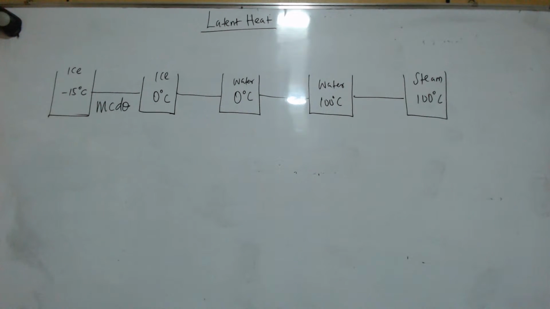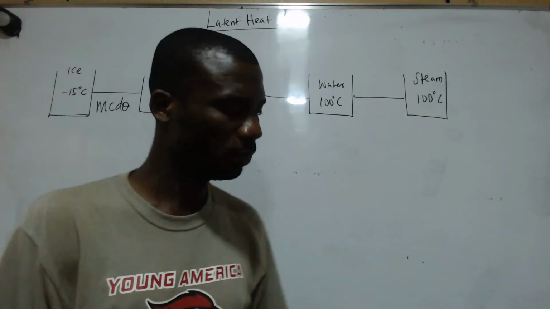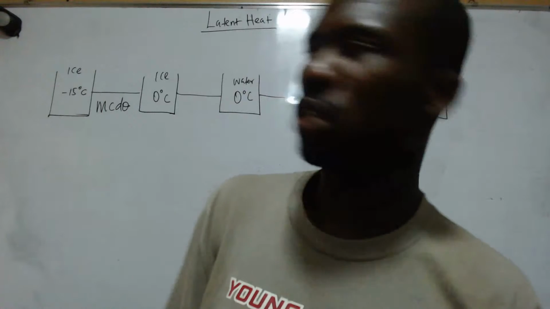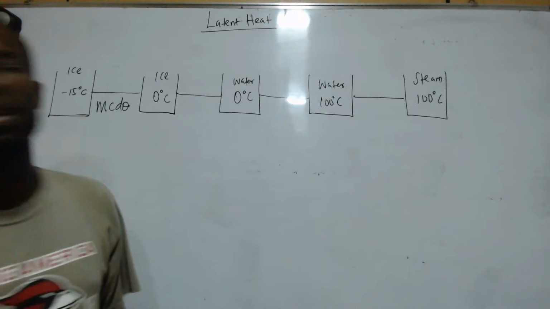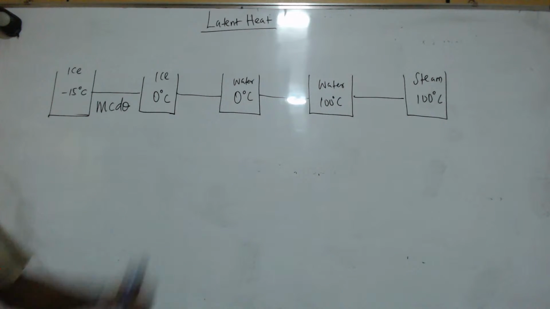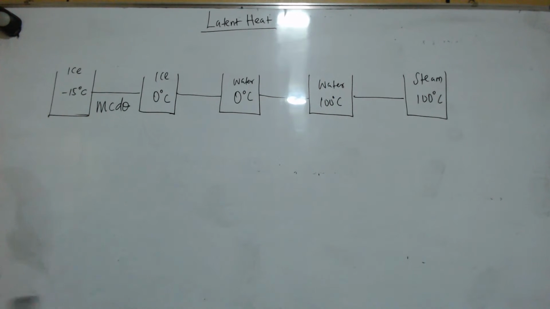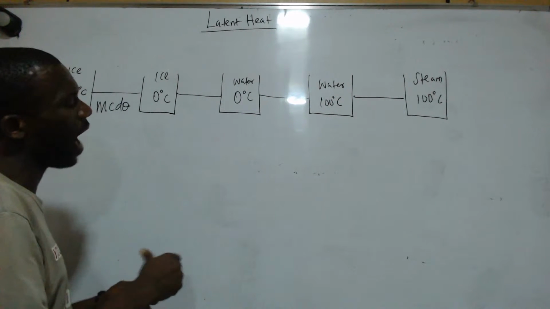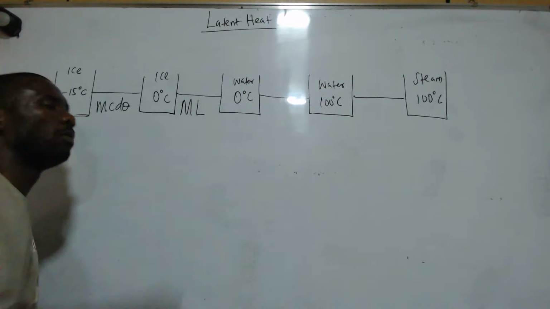C represents the specific heat capacity of ice. From ice at 0 degrees centigrade to water at 0 degrees centigrade, there is no change in temperature. Why? Because the heat supplied at this particular point does only one thing. It changes the state from ice at 0 degrees C to water at 0 degrees C without a change in temperature. So we have mass times latent heat of fusion.